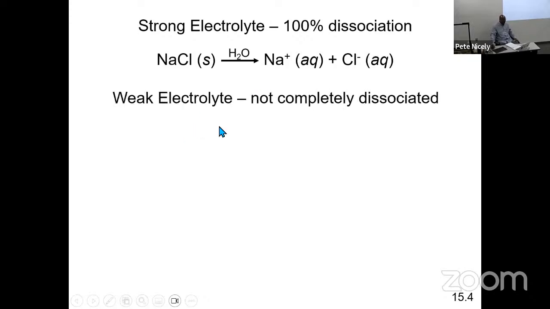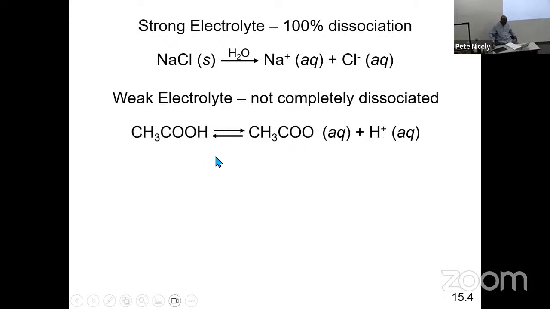A weak electrolyte, on the other hand, does not undergo complete dissociation. And a good example of this is acetic acid. When acetic acid is added to water, only a small fraction of the molecules that go into solution will be converted to ions, all right?